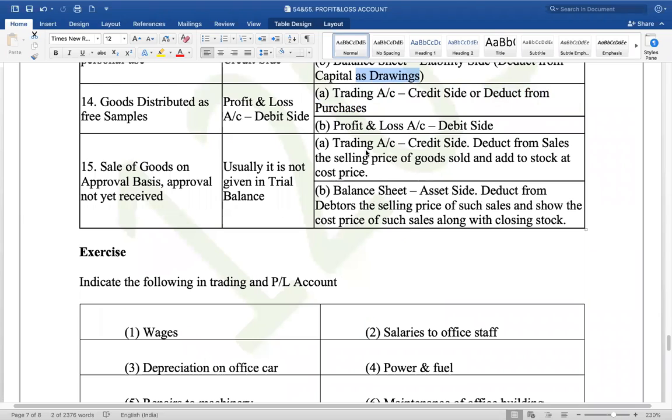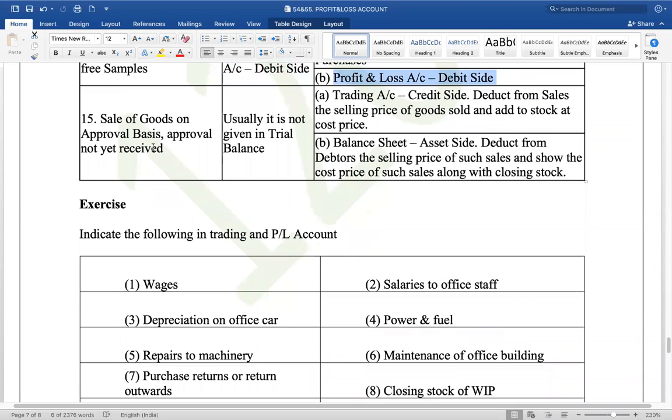Okay. Next, goods distributed as free samples. You will take it only on the debit side of the profit and loss account if it is given in the trial balance. If it is not given in the trial balance, then you will take it on the credit side of the trading account as a deduction from the purchases. And also you will take it on the profit and loss account debit side.